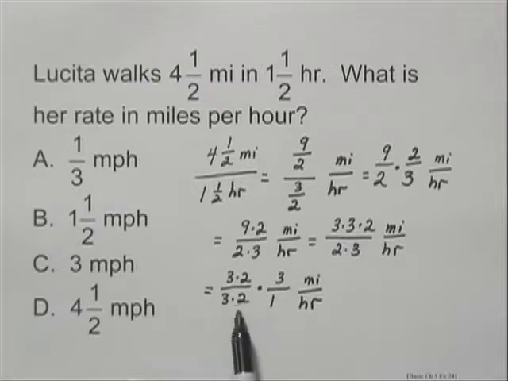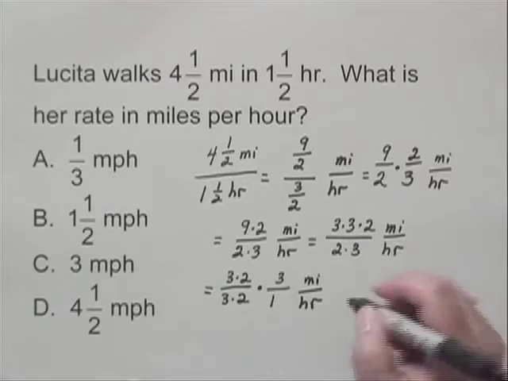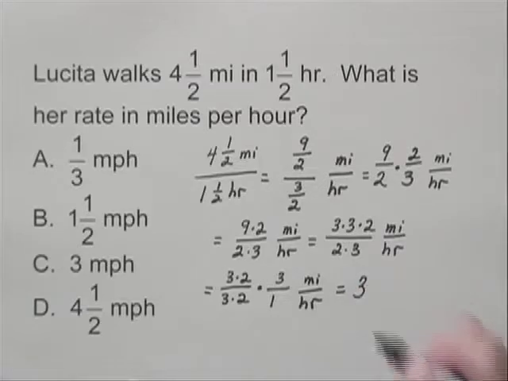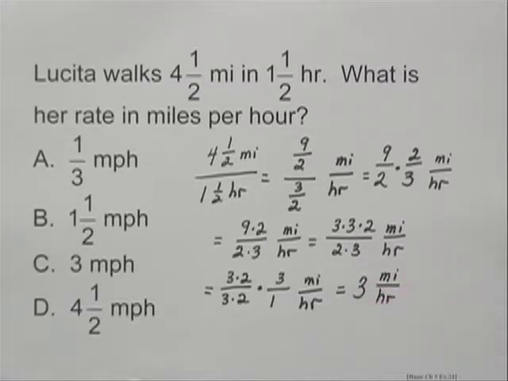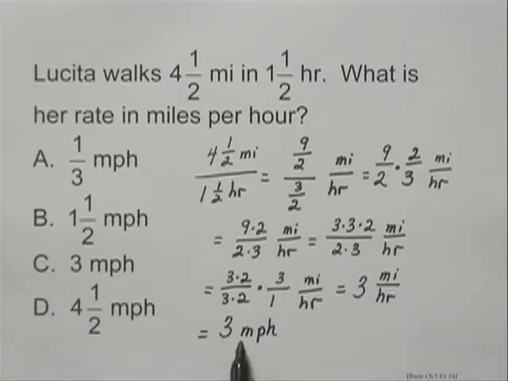Now 3 times 2 over 3 times 2 is 1. 1 times 3 over 1 is simply 3. So we have 3 miles per hour, which is a fine answer to give, but typically miles per hour is written mph. So that would be 3 miles per hour. Looking at our answers, we see that answer C matches the answer that we got, so we say that C is the correct answer.